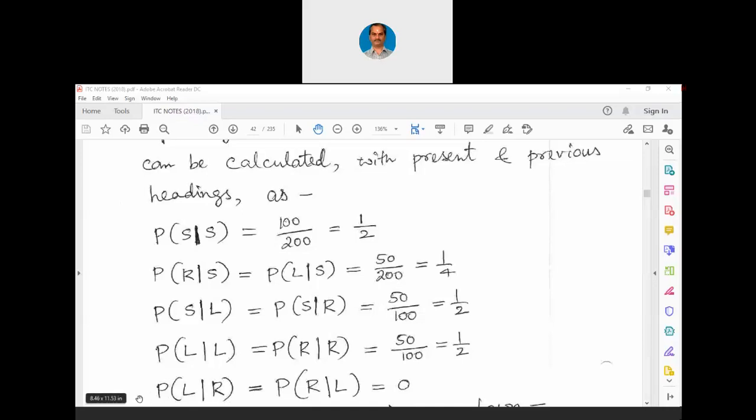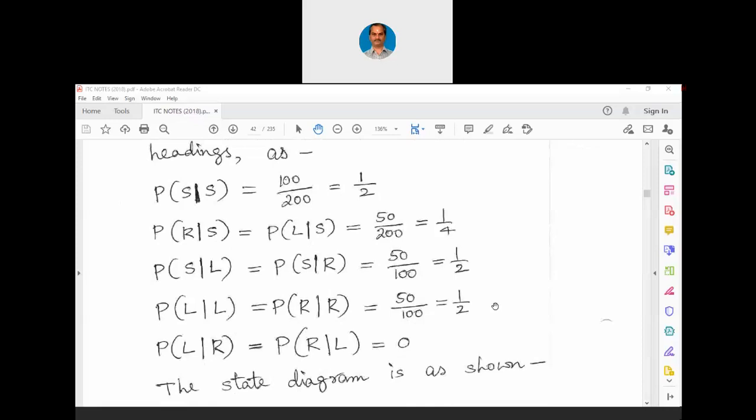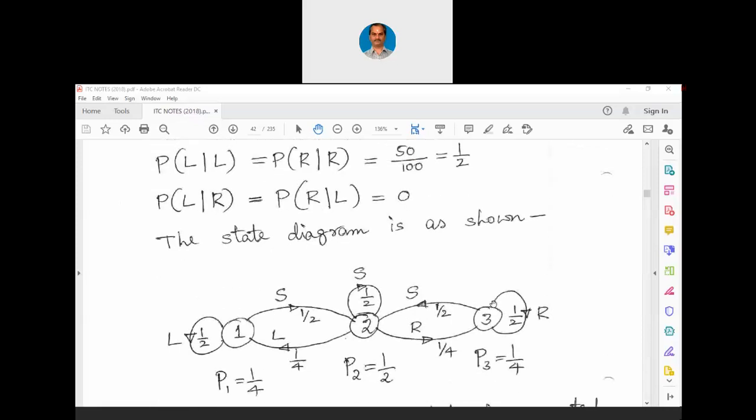And there is no probability of moving from left to right or from right to left. So the probability is basically 0 for such cases. So all these transition probabilities are given in the exercise. So now the state diagram can be written as shown. This is the state diagram now.